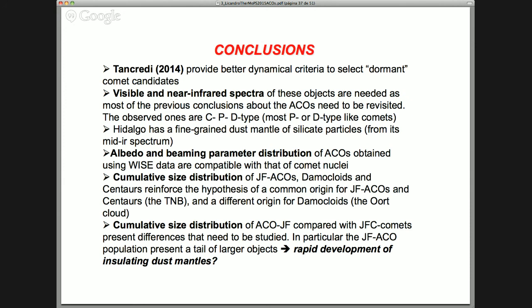The visible and near infrared spectrum of these Acos is compatible with the comets. Hidalgo clearly has a fine grain dust mantle like comets, and it's our prototype Aco. The albedo distribution and beaming parameter distribution is compatible with comet nuclei. The cumulative size distribution has the conclusion that I already presented recently, and that's all. Thanks.